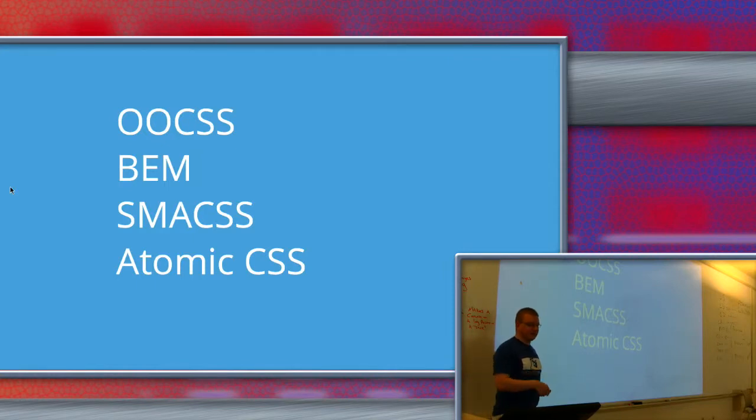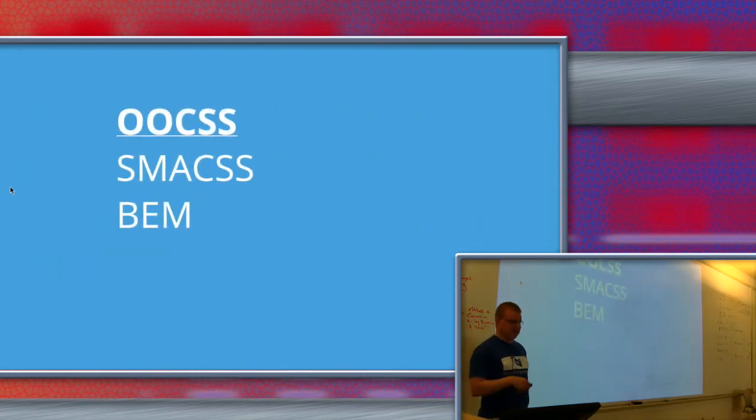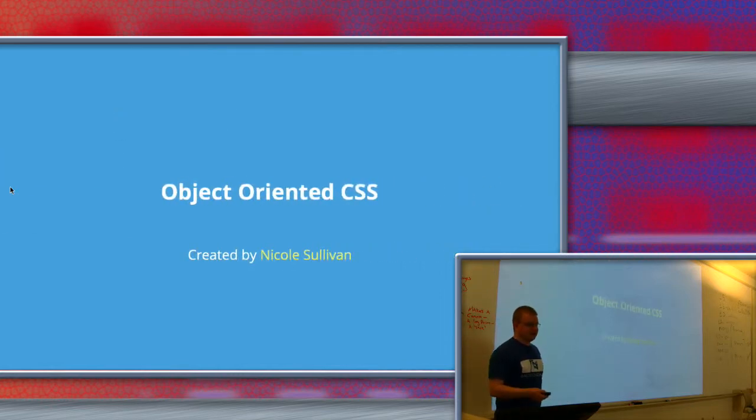There are four big ones that come to my mind. We're going to focus on the top three here because I think they're most helpful in terms of modularity. And I'll touch briefly on this last one, Atomic CSS, as well. But they're OOCSS, BEM, and SMACSS. All right, so we're going to focus on these three. Let's start with OOCSS. OOCSS is Object-Oriented CSS. That's what it stands for.